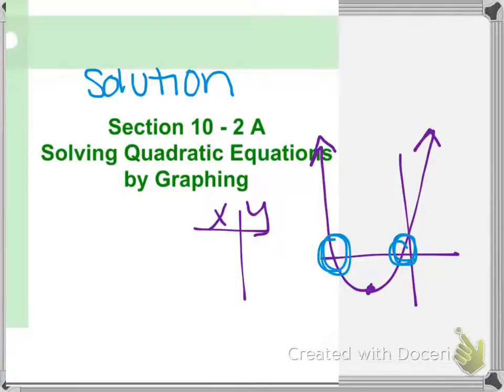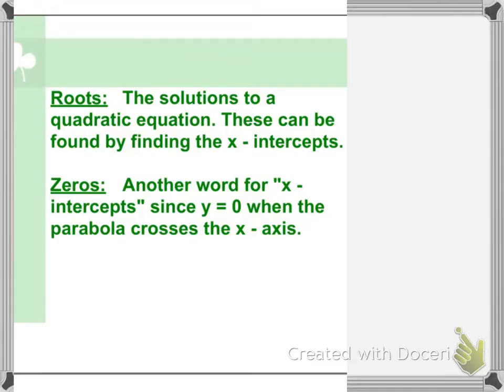There are 3 different ways that a parabola could cross the x-axis or not cross the x-axis. So we are going to start simply by finding out how many solutions there are. Not what they are, just how many there are. Roots and solutions and zeros are all the same thing. They're all x-intercepts. It's the same meaning for 4 different words.